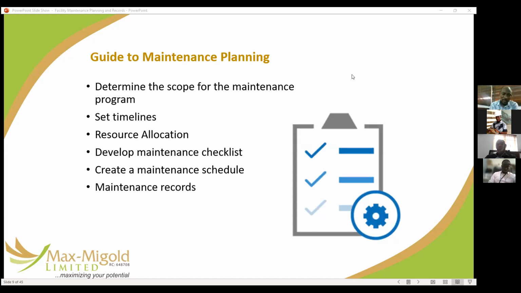Then you create a maintenance schedule. Then a maintenance record after you have performed your maintenance task. You record whatsoever you have done, and that maintenance task becomes closed. So when you open a maintenance task, you close that maintenance task. These are the guides that you need to consider when you are drawing up your maintenance plan.